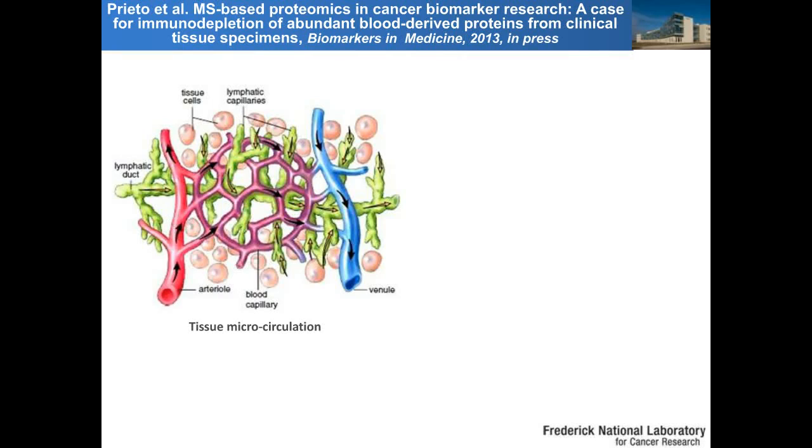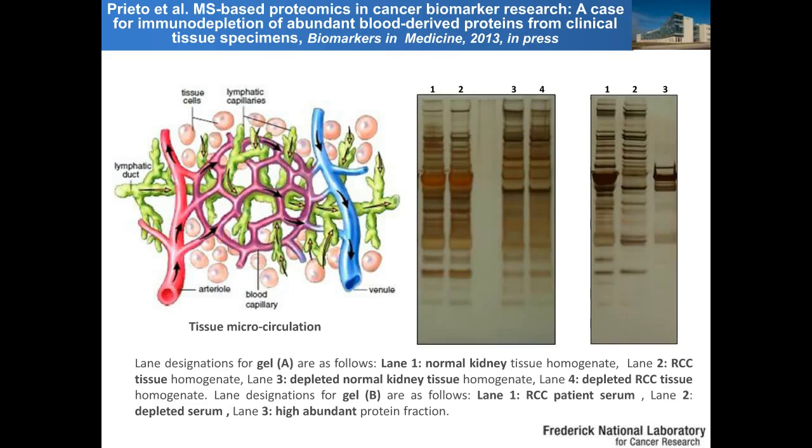Obviously, when we did the first depletion of human tissue, we followed why we did it, because this slide shows how complex tissue microcirculation is. There are capillaries, there are venous blood, arterial blood, and then also interstitial fluid, and also lymph capillaries. So tissue is full of blood, and blood-derived proteins definitely compromise tissue analysis.